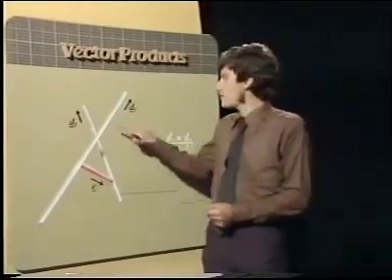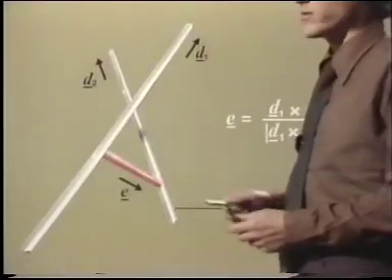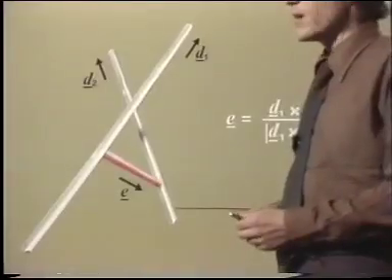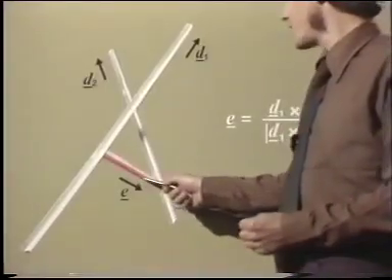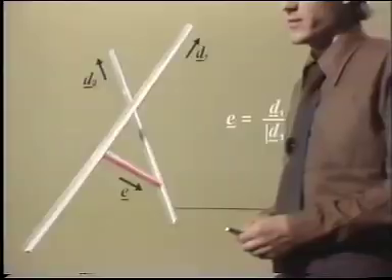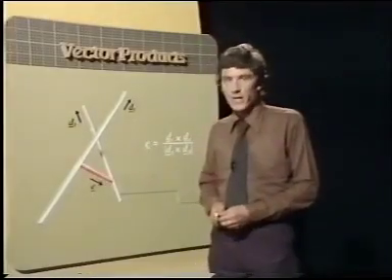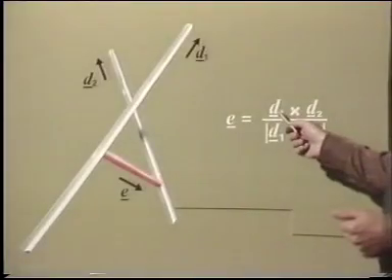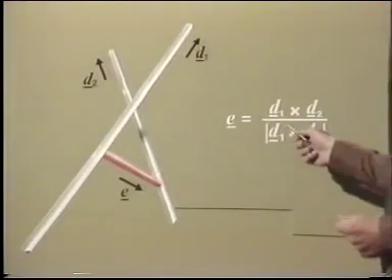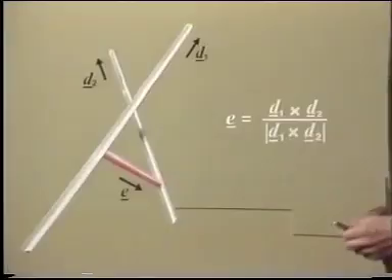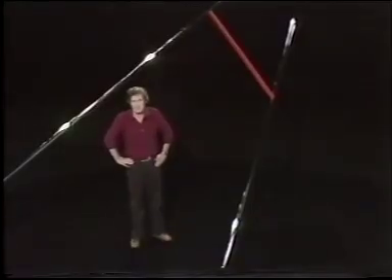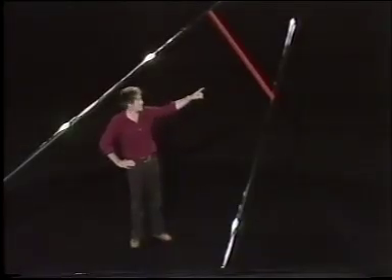So let's choose a vector d1 along this skew line, d2 along this skew line, and a unit vector e along the line of shortest distance. Then, using our definition of the cross product, e is d1 cross d2 divided by the magnitude of d1 cross d2. Right, so now you know the direction of a unit vector e along that shortest line.